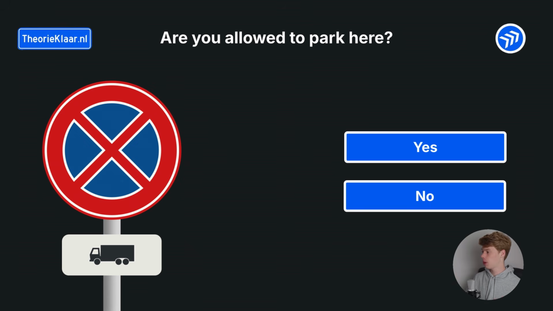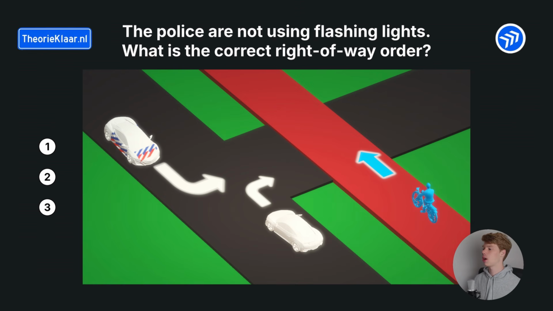Are you allowed to park here? Then the right answer is actually yes, because as you can see on the sign, this sign only applies to trucks. The police are not using flashing lights. What is the correct right-of-way order?